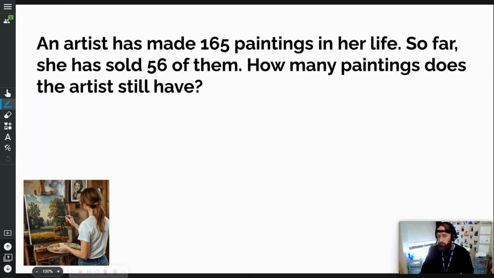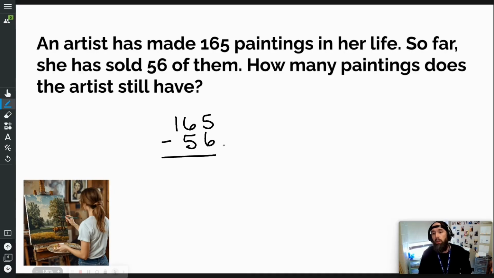An artist has made 165 paintings in her life. So far, she has sold 56 of them. How many paintings does she still have? So she starts out with 165. She sold 56 of them. That means she got rid of 56. So we subtract 56, and that'll tell us how many paintings she has left.